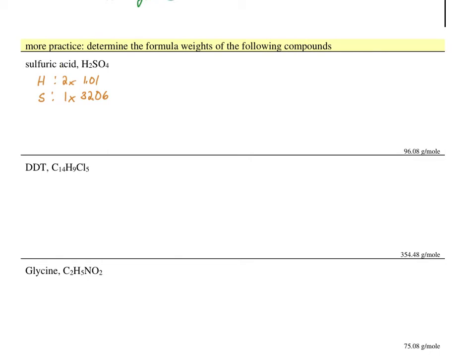We also have oxygen, 4 of those. So we get 64 total from the oxygen, 32.06 from the sulfur, and 2.02 from the hydrogen. So we have a total of 96.08 grams per mole. Now we are doing a lot of these, and it does seem tedious, and it can get tedious, but it's very important that you practice that skill so that you can quickly and accurately determine the formula weight of different compounds, even complicated looking ones like DDT.